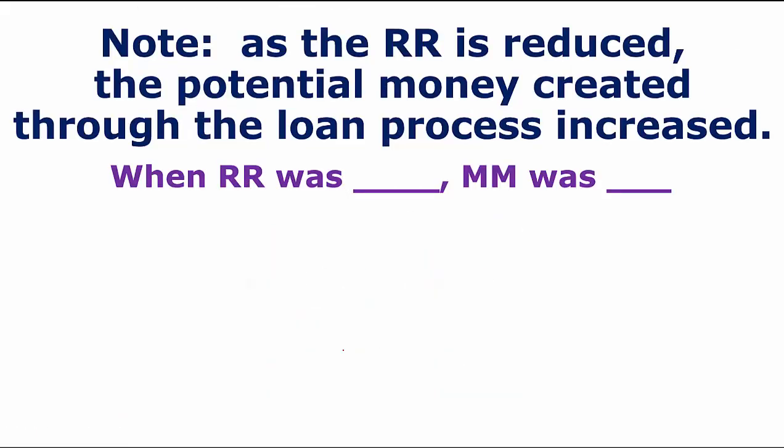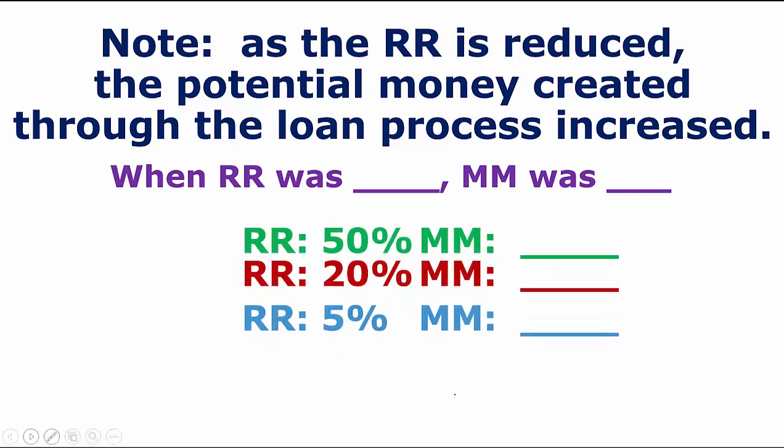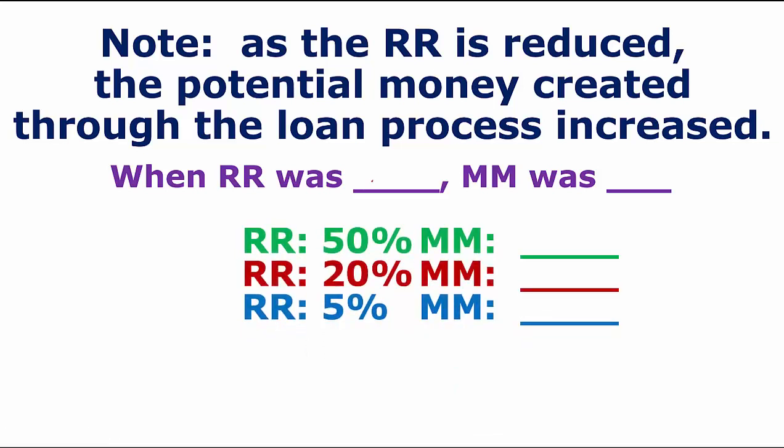First, I wanted to very quickly point out something to you. In our last example, the reserve requirement was 25%, right? That means the money multiplier was 4. When the reserve requirement was 50%, the money multiplier was 2. When the reserve requirement was 20%, the money multiplier was 5. And if the reserve requirement's 5%, that means 1 over 0.05 is 20. So hopefully you've noticed that when the reserve requirement gets smaller, the money multiplier gets bigger. Okay, that's going to be important.